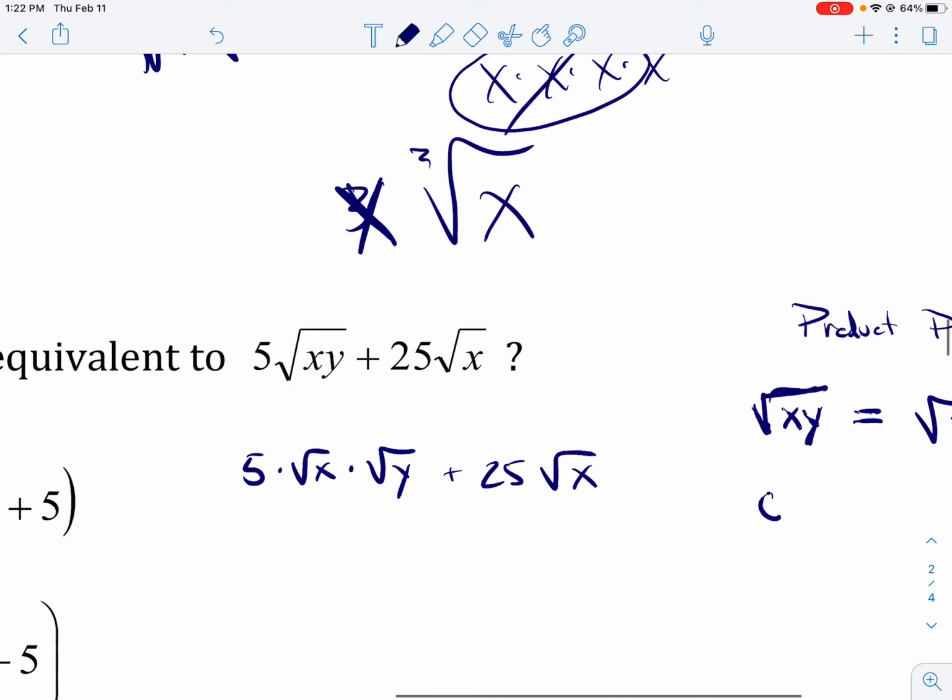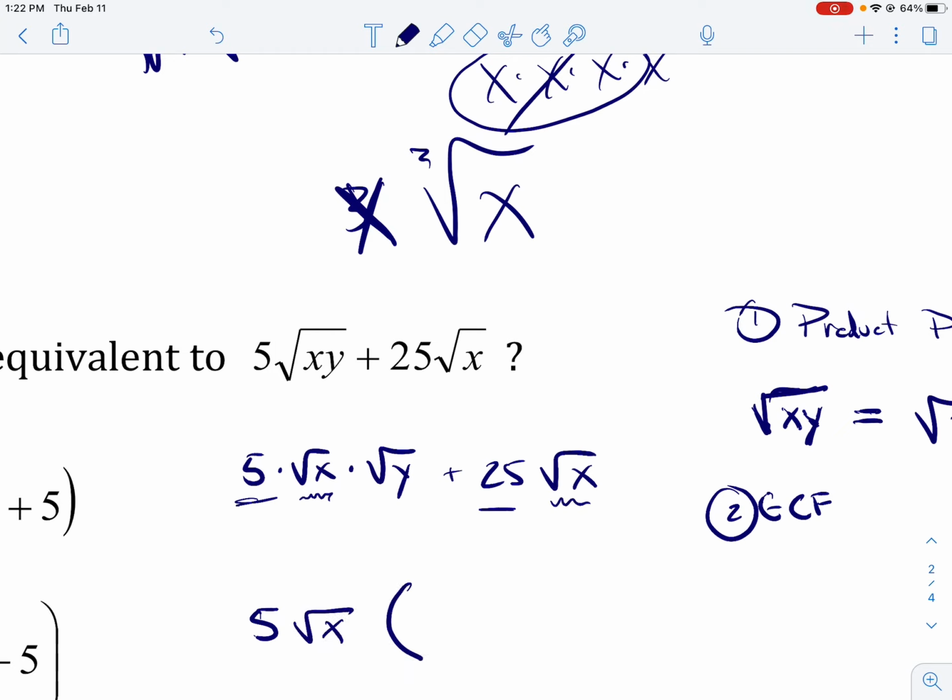And now we're looking at a GCF here. Okay? So what is common in both pieces? Well, you have a 5, right? So I'm going to take out a 5. And then we also have a square root of x in each piece. So I'm going to take that piece out. And what do I have left with? Square root of y plus 5.